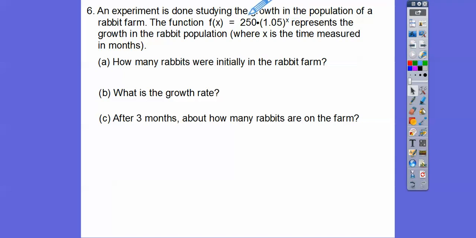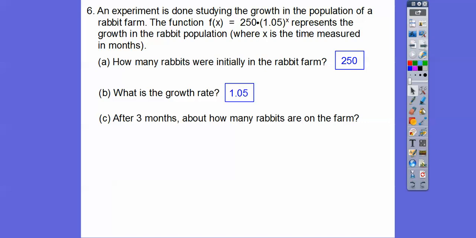So after 0 months, there's 250 because 1.05 to the 0, remember, anything to the 0 is 1, so this would be 250 times 1. So how many rabbits were in the farm initially? Well, that's 250. What's the growth rate? Well, the growth rate is this thing in parentheses right here. So 1.05 is our growth rate right there.